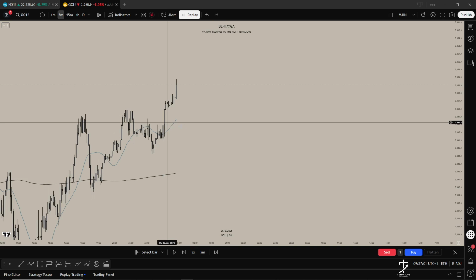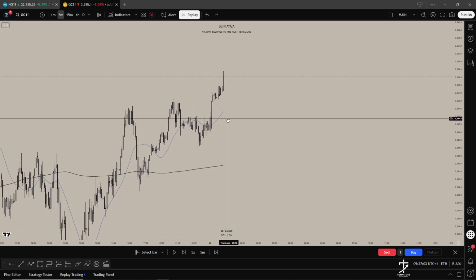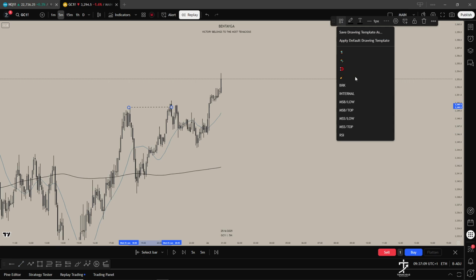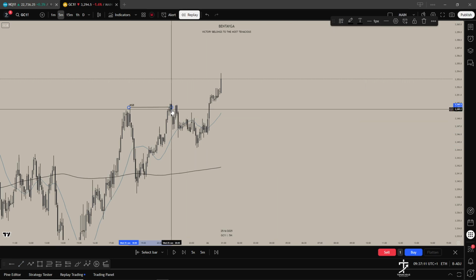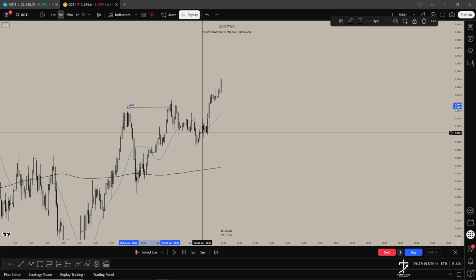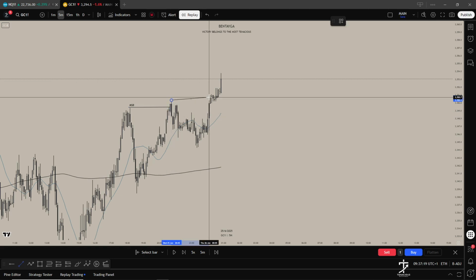Okie doke. So this was the gold trade in Asia that I took. Obviously, we had this market structure break from here, and then within this market structure break, you have SBS. I kind of missed it. And obviously, price takes out this high, so we have another market structure break over here.